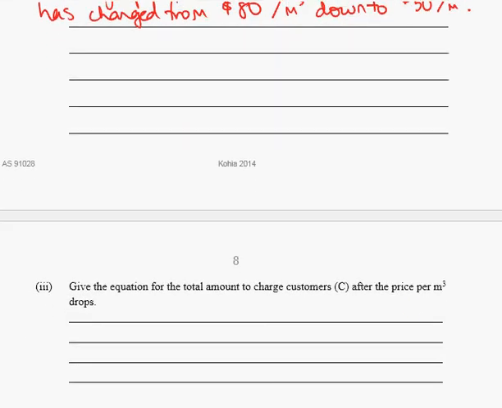Equation for the total amount after the price per metre cubed, so that's once it becomes 50. Y equals mx plus c. You can put the numbers, of course, into STAT. The gradient's clearly going to be 50, and putting the numbers into STAT will help you work out the y-intercept.